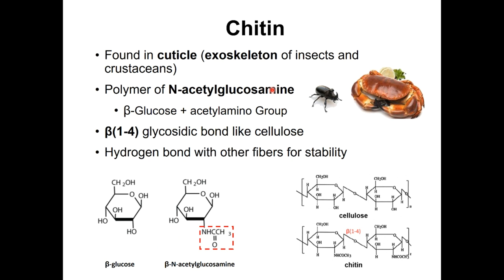Imagine just cellulose, but instead of being made by beta glucose, it's made by a modified version of glucose called N-acetylglucosamine. I'm sorry.